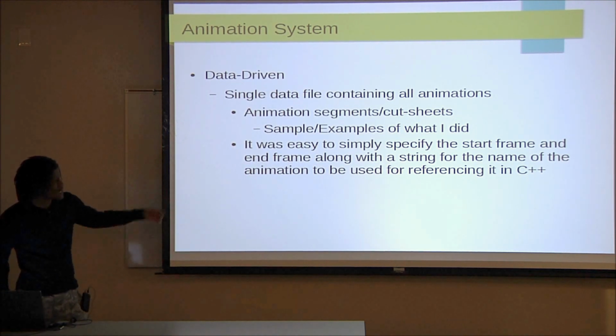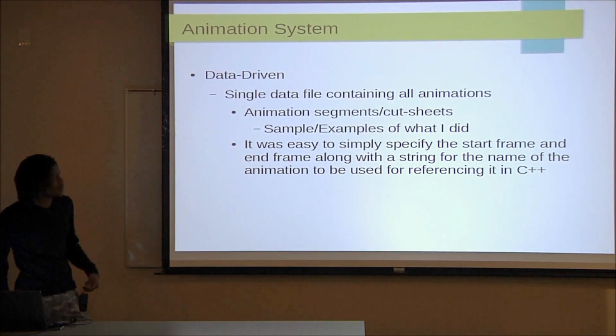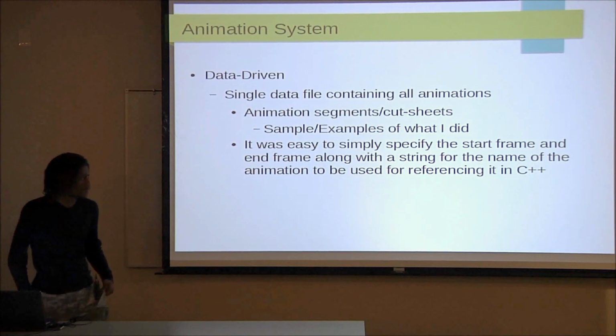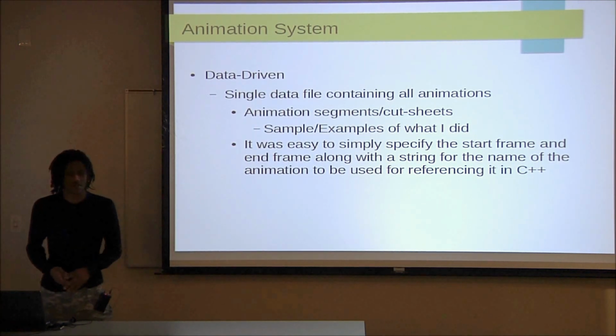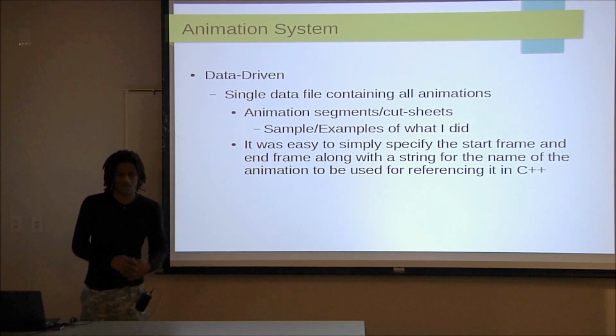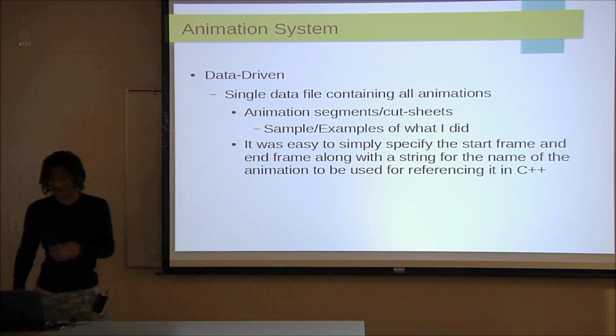I did it like this. It was easy to specify. I'll show you later. I simply specified the start frame and the end frame, and then the animation speed. It was a float value.